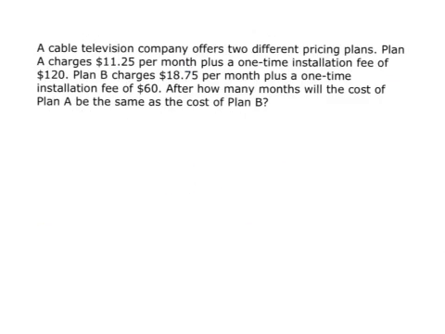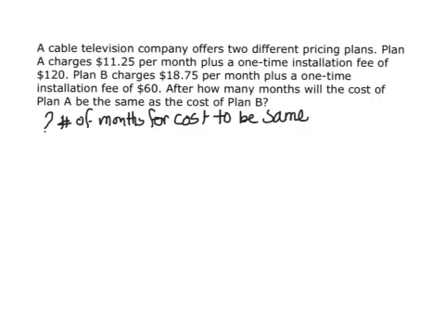Okay, let's take a look to see if this one's different. A cable television company offers 2 different pricing plans. Plan A charges $11.25 per month plus a one-time installation fee of $120. Plan B charges $18.75 per month plus a one-time installation fee of $60. After how many months will the cost of Plan A be the same as the cost of Plan B? So I'm looking for the number of months for the cost for the plans to be the same.